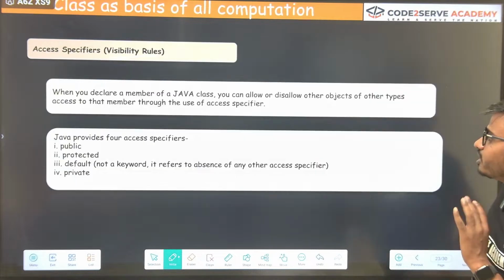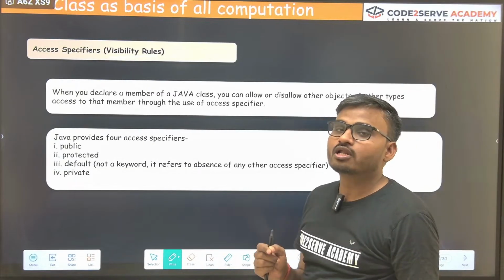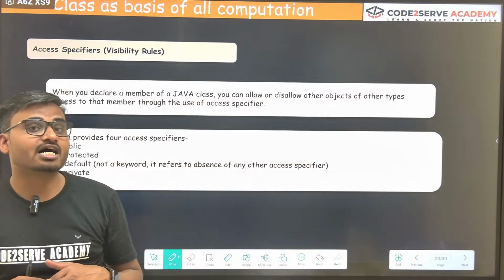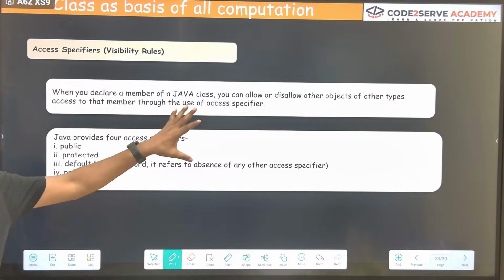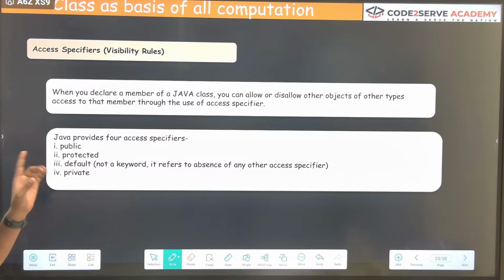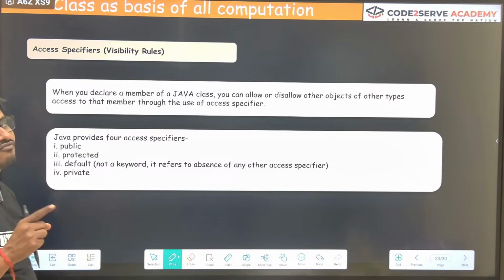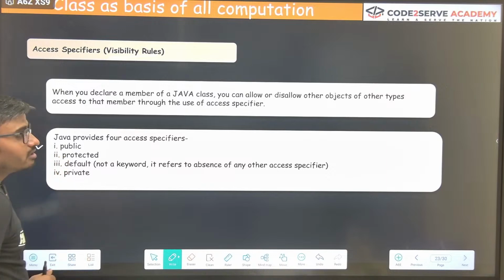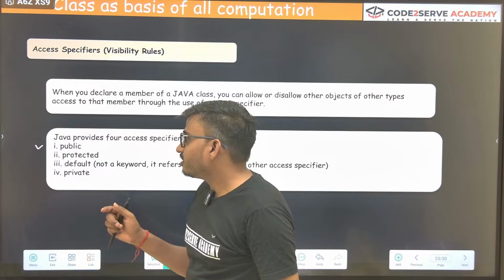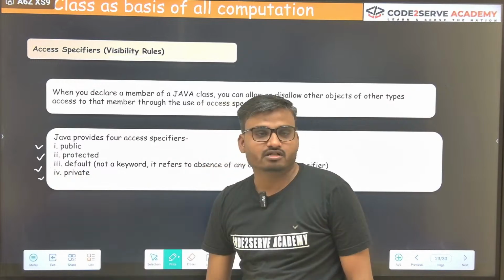Okay, so using the access specifier, we can control which class, or from where, the data member and the method can be accessible. In Java, there are basically four types of access specifier. The first one is public, the second is protected, the third is default, and the fourth is private. One by one we'll be covering them.